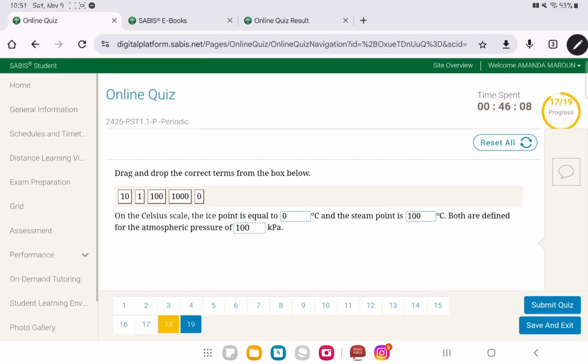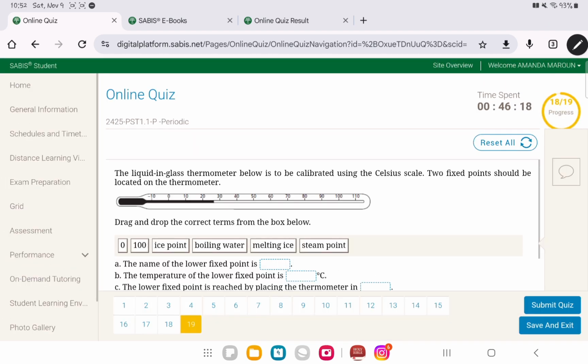Now we proceed to the final question. We have the liquid in glass thermometer below to be calibrated using the Celsius scale. 2 fixed points should be located on the thermometer. They need the name of the lower fixed point. The lower fixed point, always in a calibrated thermometer, is the ice point, which is the melting point. The ice point or the melting point is at 0 degrees Celsius if it is at atmospheric pressure. So here let's consider it is at atmospheric pressure.